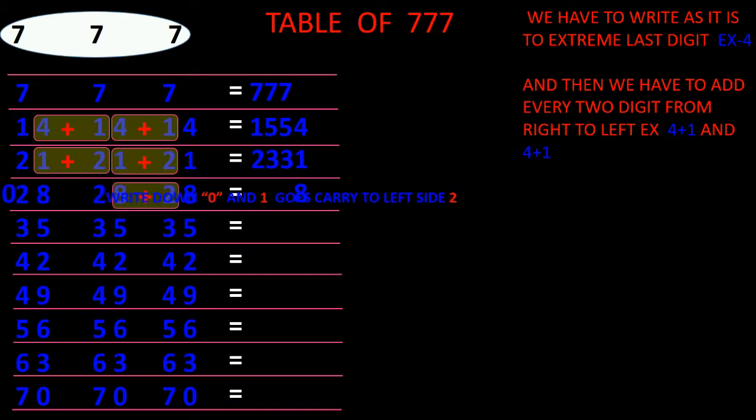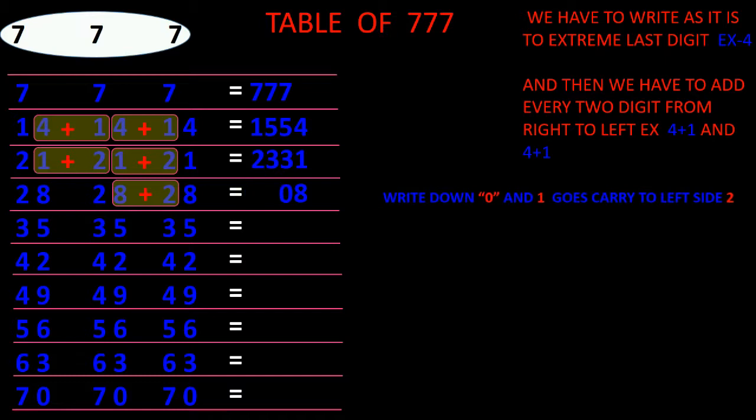As you can see, 8 as it is, 8 plus 2 is 10, so write 0, and 1 give carry to the 2 which is in the middle table. So 2 plus 1, 3, so 8 plus 3, 11, so 1 as it is and give carry to the 2. That means 3. 2 plus 1, 3. So 3108. Okay.